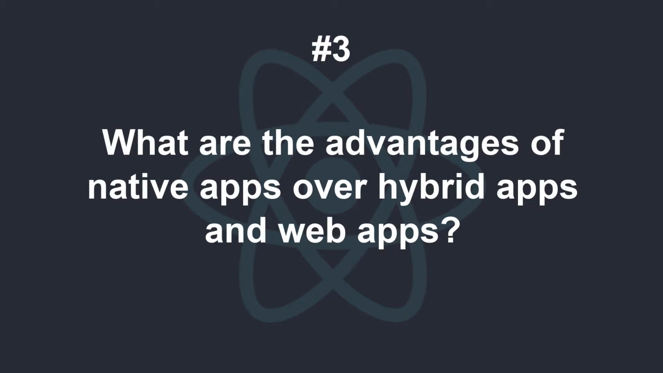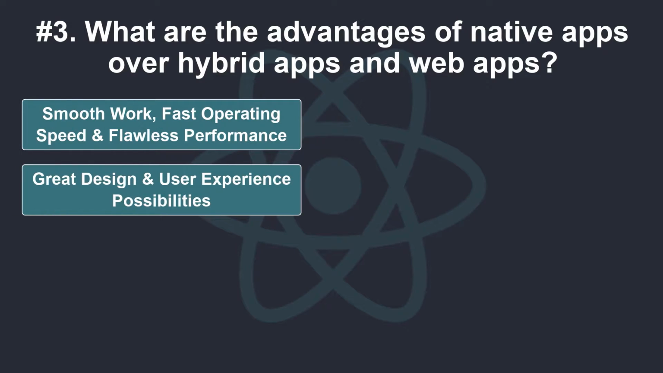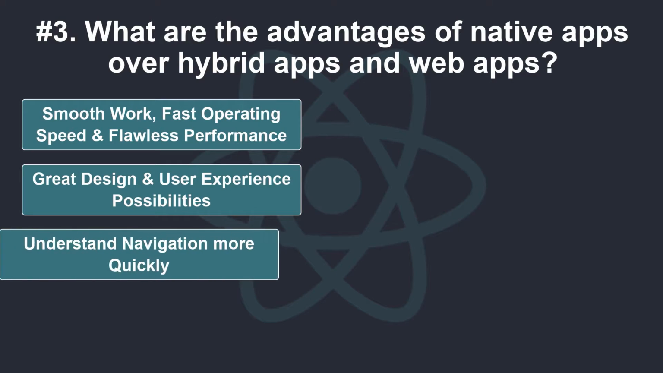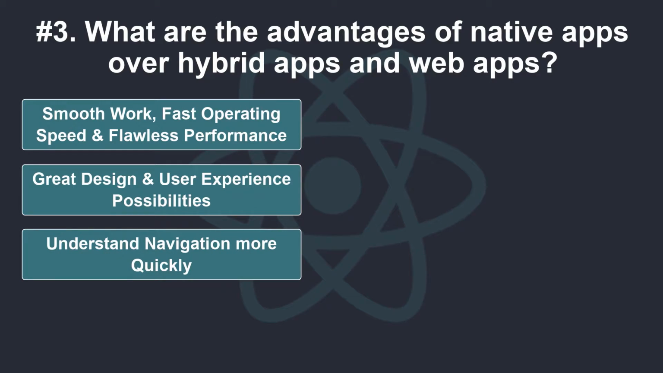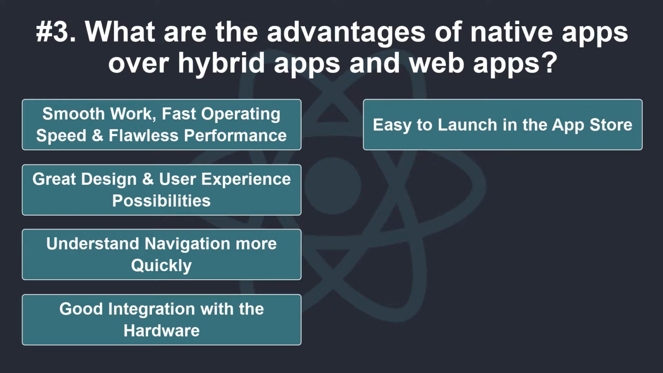What are the advantages of native apps over hybrid apps and web apps? Smooth work, fast operating speed, and flawless performance. The native app, versus hybrid, is built for a specific OS and takes full advantage of the processing speed of the device. Great design and user experience possibilities, for instance, the implementation of sophisticated UX, UI design, and animation. Native app UI allows users to understand navigation within the app more quickly. Good integration with the hardware of the device, e.g. camera, GPS, phone, touchscreen.